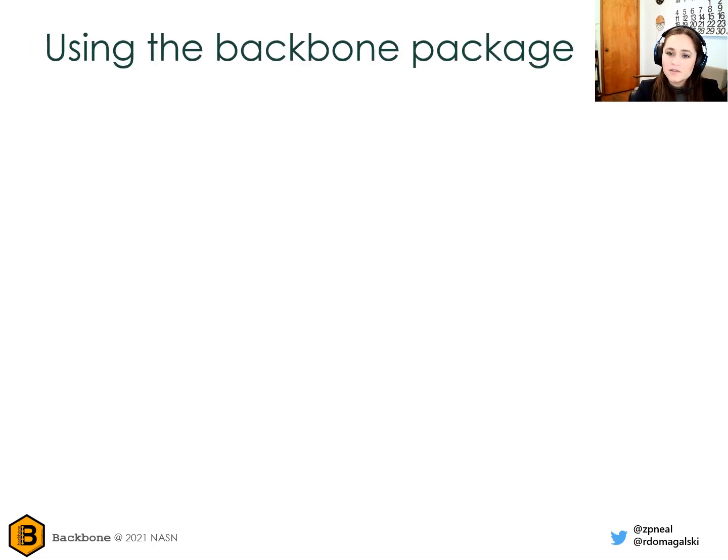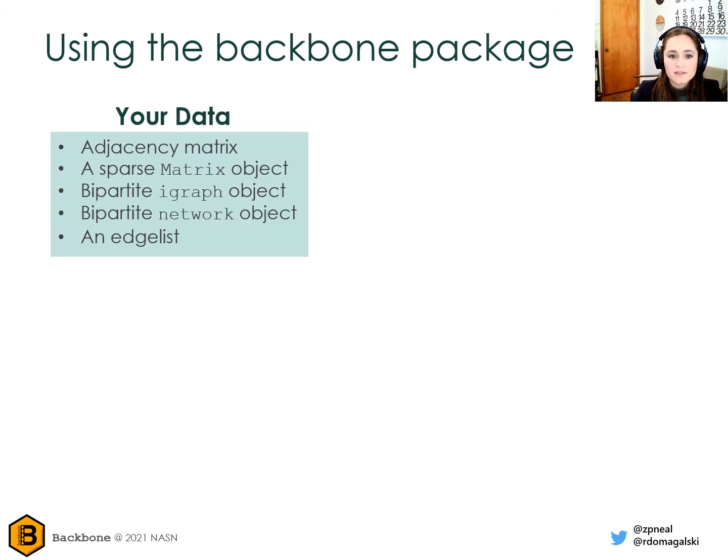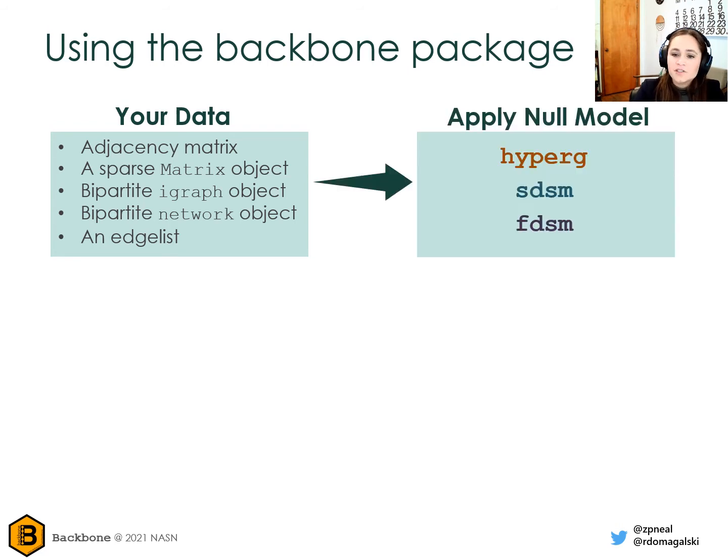So if you want to use one of these models with your data, what you're going to do is first get your data into R. This can be an adjacency matrix, a sparse matrix object, an iGraph object, a network object, or an edge list. And you're going to pick which model you want to use. So you want to think about which of the marginals you want to constrain and make your choice based on that.